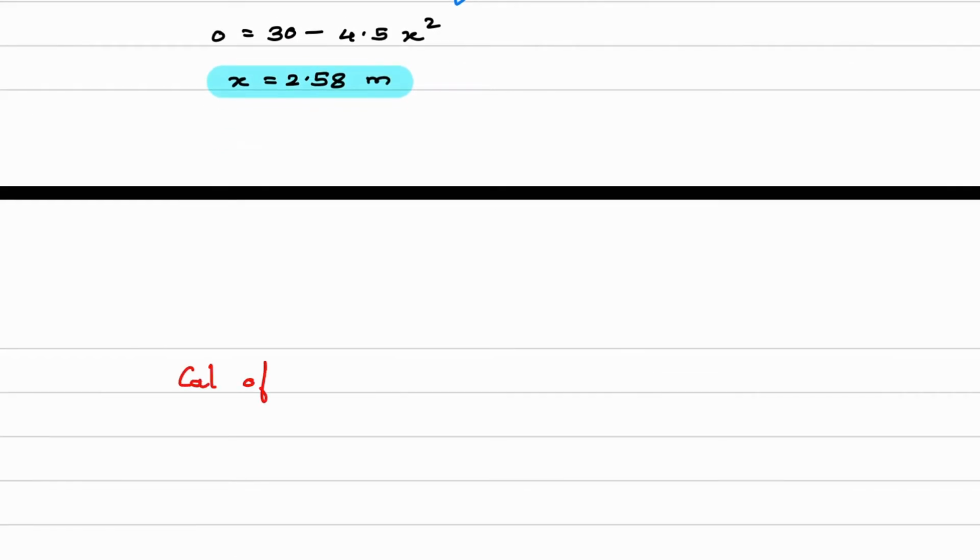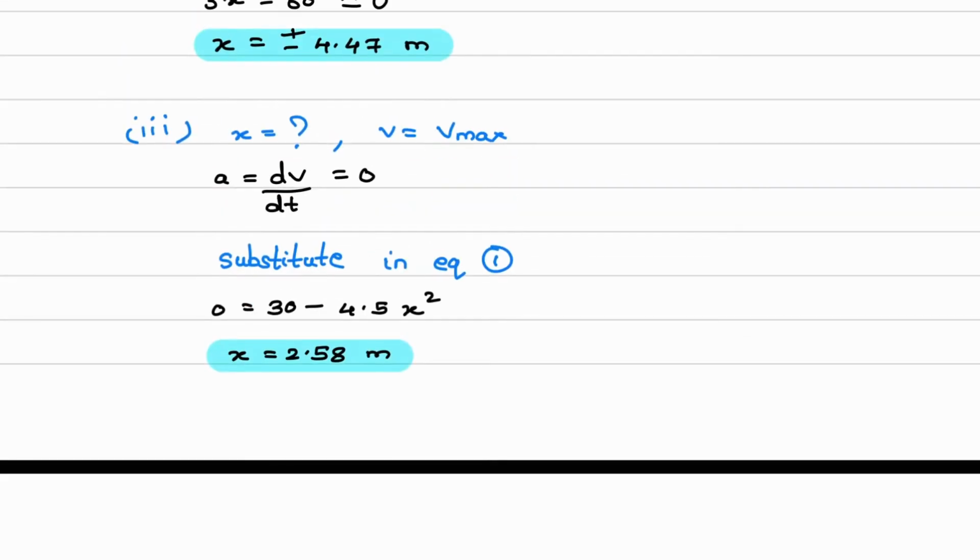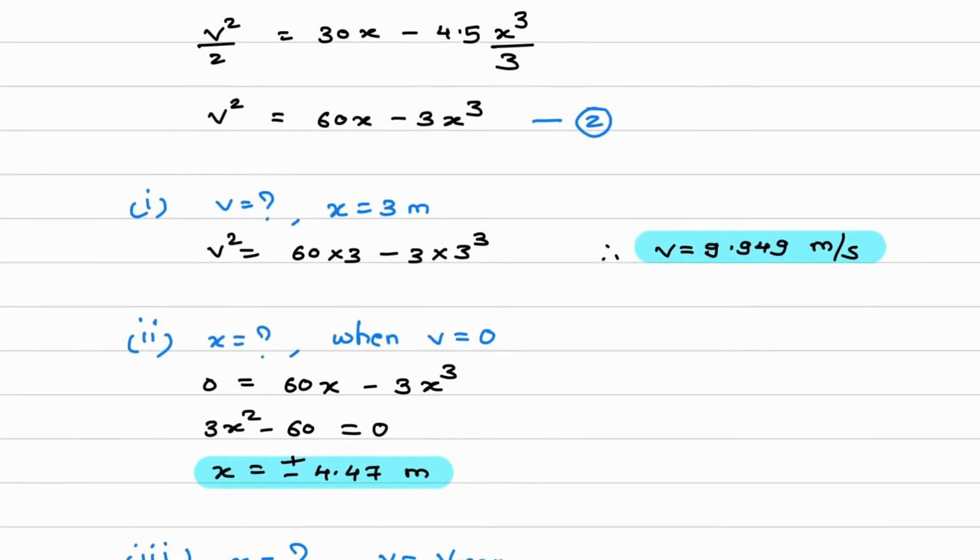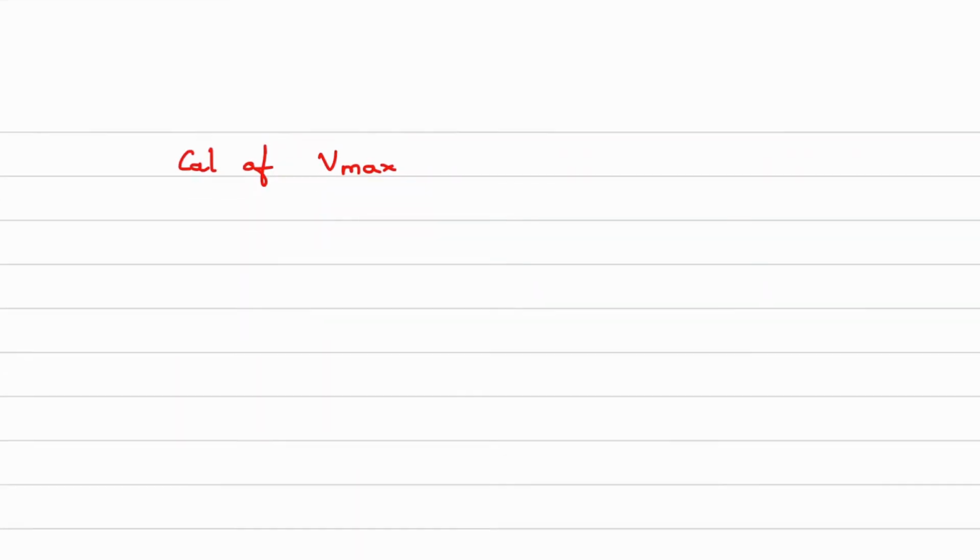Calculation of Vmax. So how to calculate Vmax? We have x value, and equation number 2, if you see, x is there and velocity is there. So substitute that x value over here. You will get velocity, maximum velocity. So just substitute the value.